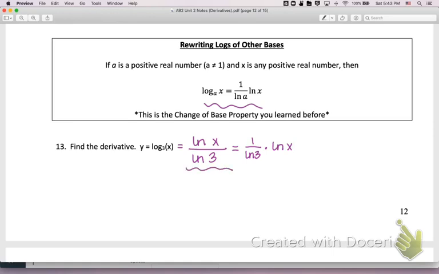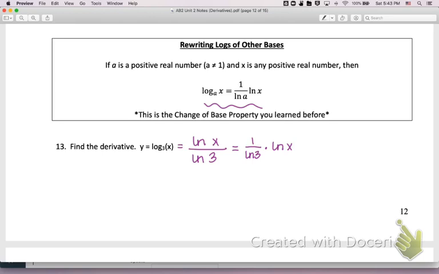This is probably the way that you saw the change of base formula used in your Algebra 2 or in your pre-calc classes. In Algebra 2, I think you worked more with log base 10, but I know in pre-calc, we focused more on natural log. And this is why, because the derivative for natural log is very easy. It's just 1 over x. The derivative formula for log base 3 of x is a lot uglier. So instead, we just want to convert it.